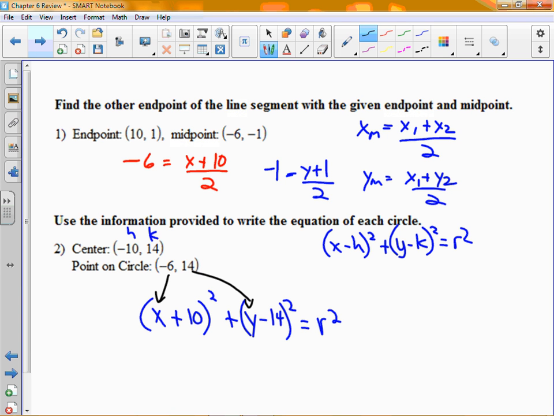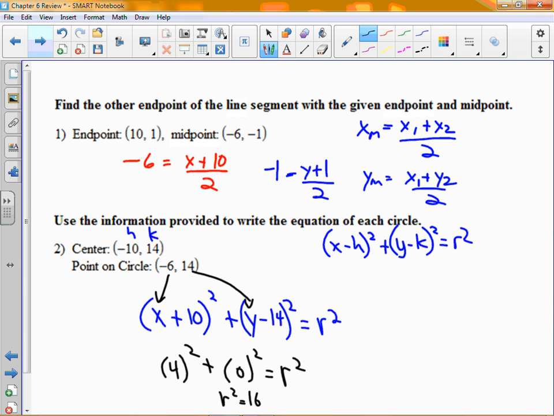I take -6 and plug it in here for x. -6 plus 10? 4. 14 minus 14 is 0. So r squared is 16.